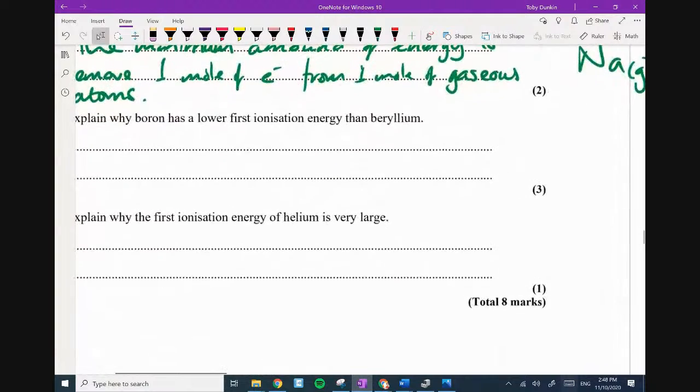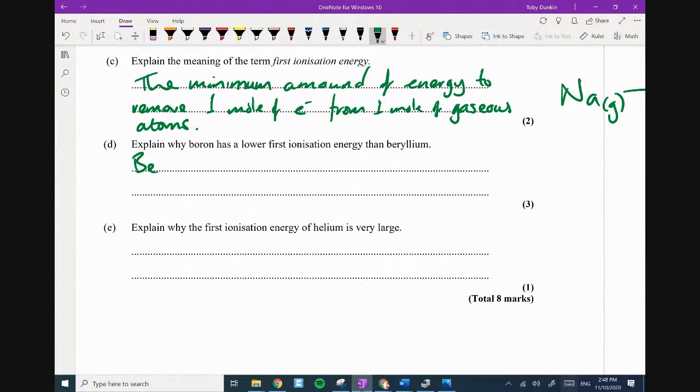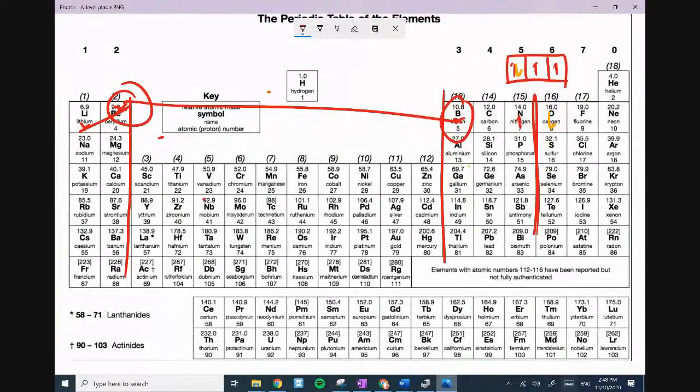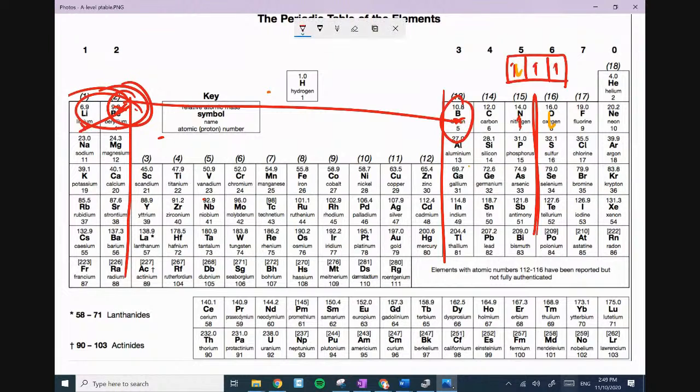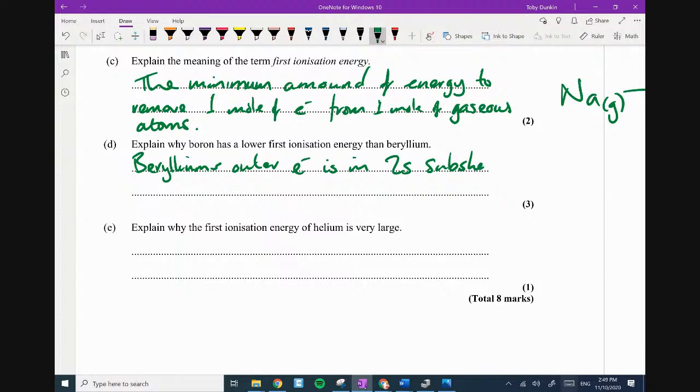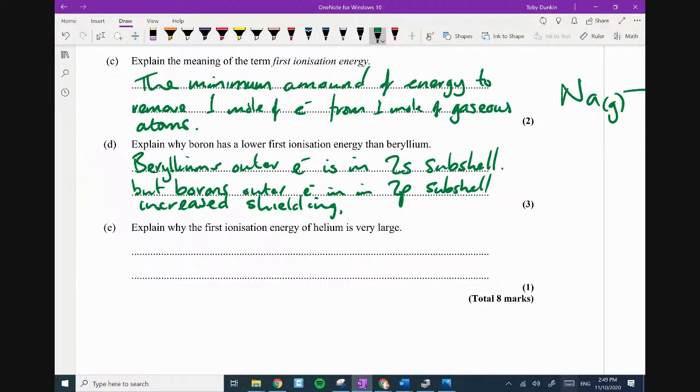We've got to say beryllium's... 3 marks. Beryllium. I can't spell beryllium. Beryllium's outer electron is in the 2s subshell. 2s, row number 2, S block. So it's in the 2s subshell. But boron's outer electron is in 2p subshell. Increased shielding, further from nucleus. Less energy to remove.